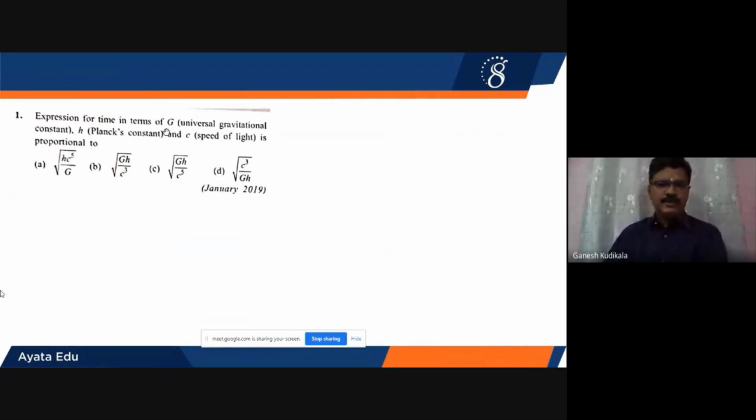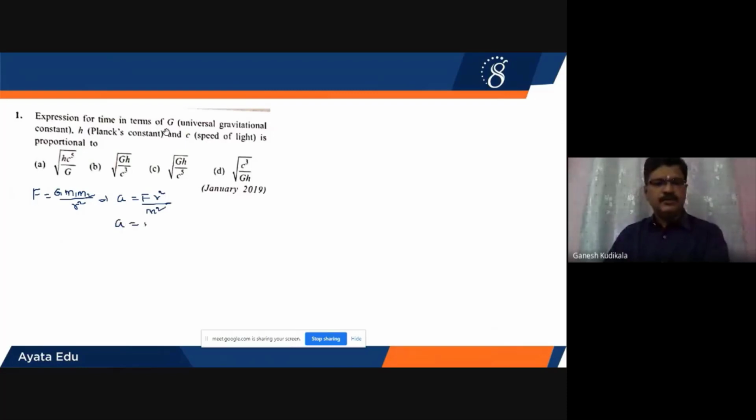But before that, what we require is the dimensional formulas. So now let us work out the dimensional formulas of each of the three physical quantities, h, c and G. First I am going for G. From Newton's law of gravitation, we know that F is equal to G m1 m2 by r squared. Let us write the formula with G as the subject: G is equal to F r squared divided by m squared.